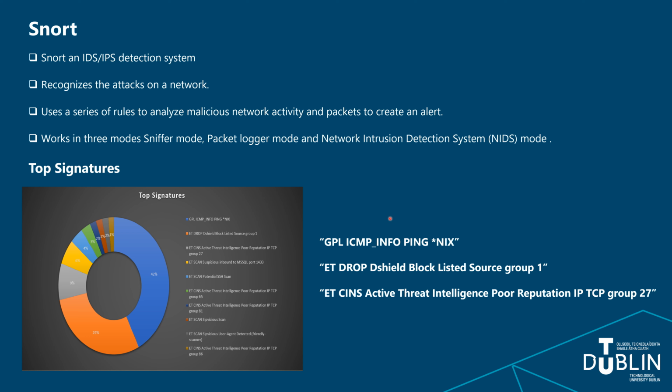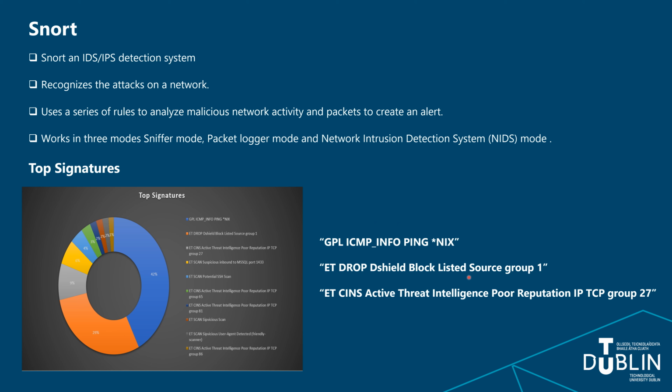The top 3 signatures have been recorded as follows. GPL ICMP info ping, which is recorded from India, and it's widely recorded over there. It is recorded because whenever a ping is received on the host from an unknown destination, this signature is created. And the next is DShield block.